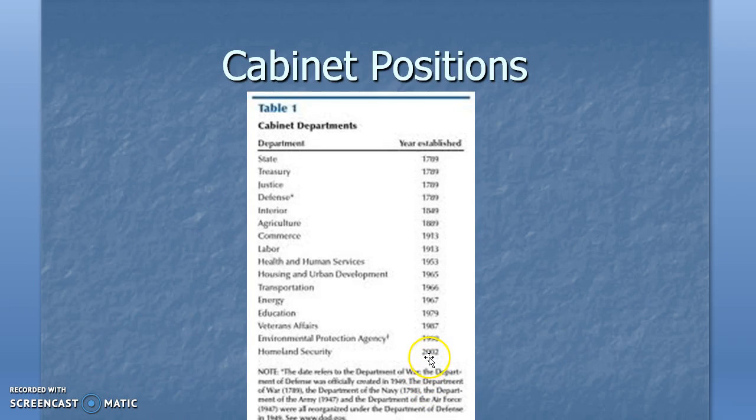Next slide. Here's an example of some cabinet positions. You hear things talk about cabinet in terms of the president all the time. And even here, look at the large number there. There's the State, the Treasury, Department of Justice, Department of Defense, the Interior Department, Agriculture, Commerce, Labor, Health and Human Services, Housing, and on and on and on. Each of these has a certain level of clout and a certain level of authority, but all were created by some sort of federal action to deal with various aspects of quality of life in our society.